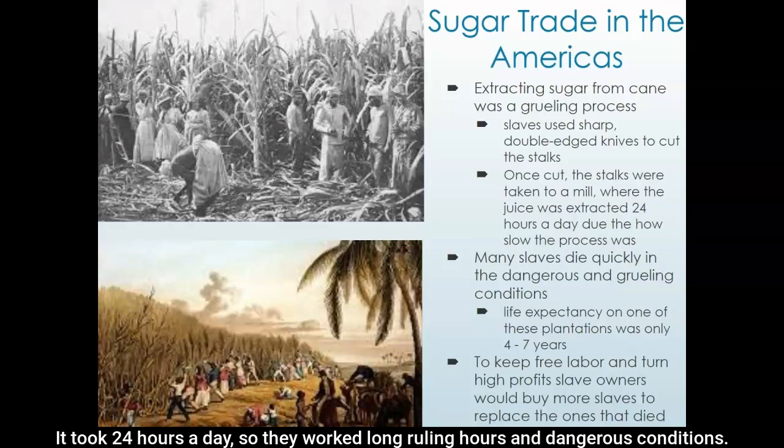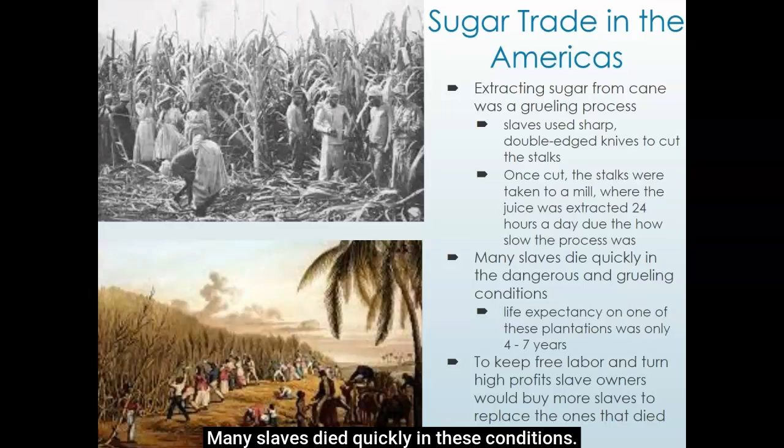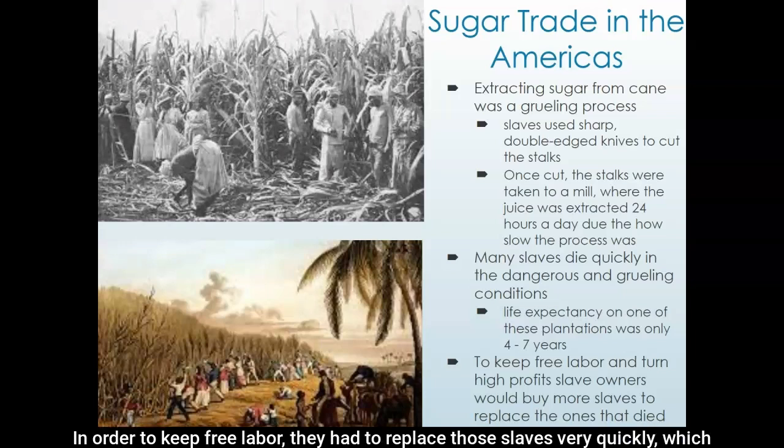It took 24 hours a day, so they worked long, grueling hours in dangerous conditions. Many slaves died quickly in these conditions. Their life expectancy was only from 4 to 7 years, which meant that in order for slave owners to keep turning a profit and keep labor cost, well, there is no cost, free labor, they had to replace those slaves very quickly, which led to more and more slaves being bought from the Middle Passage.